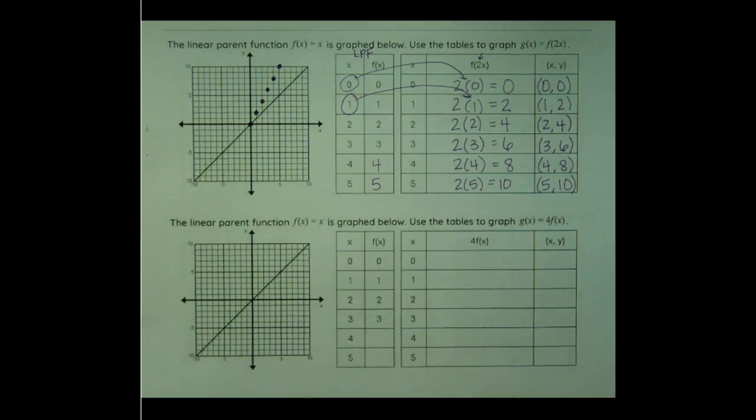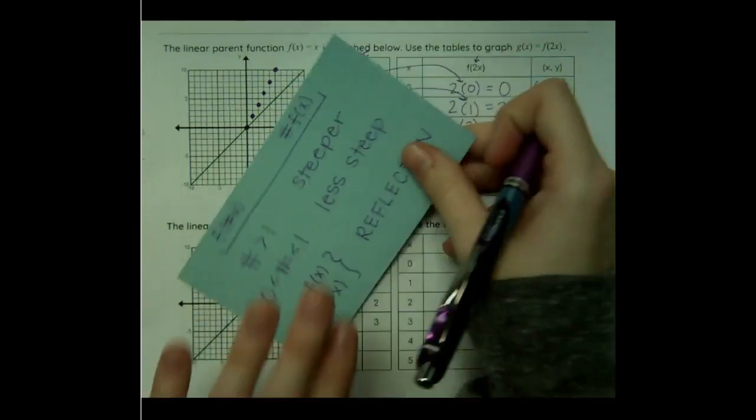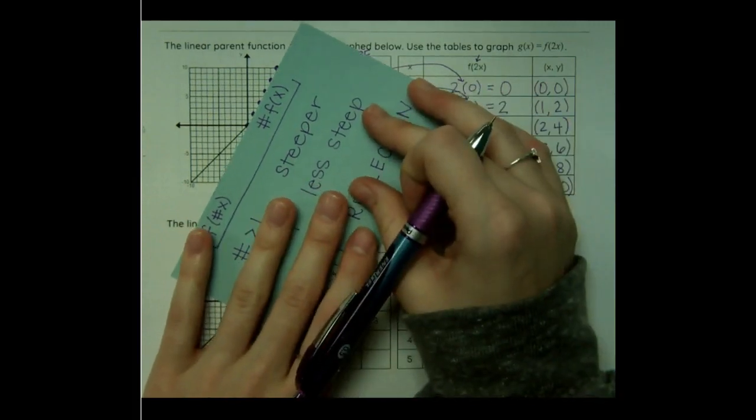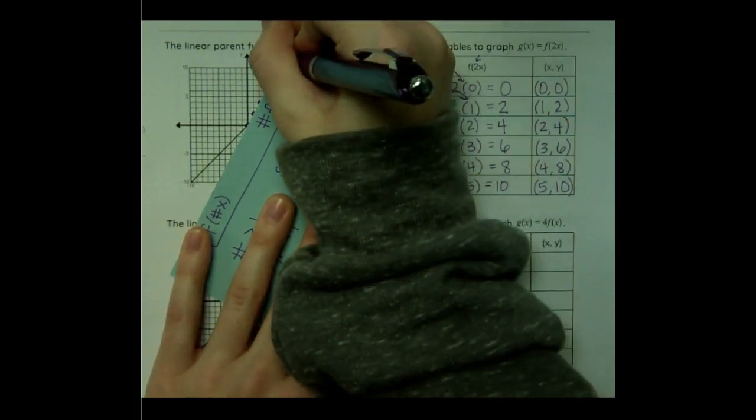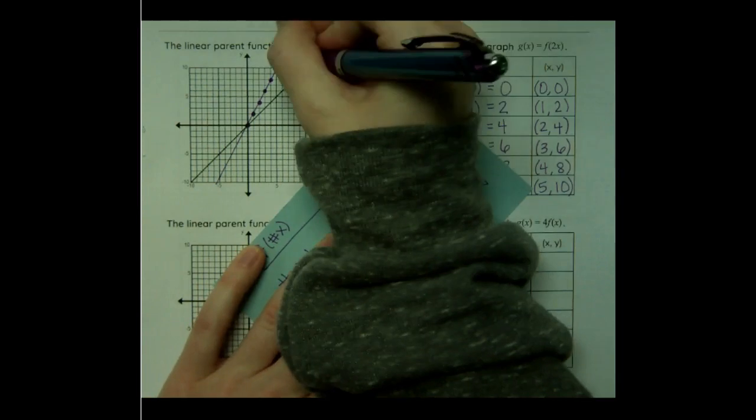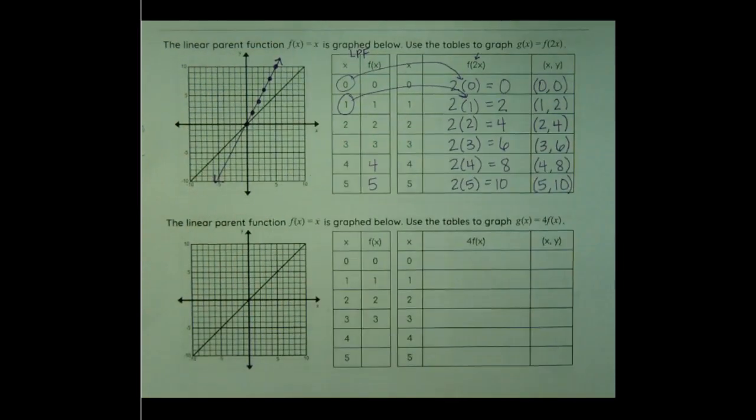Now, when you draw a line through these points, you don't just draw a teeny baby line. You draw a line that goes all the way through the graph. Arrows on both sides to show that it goes on forever. And we have a new line. So let's talk about this line and see what's different.